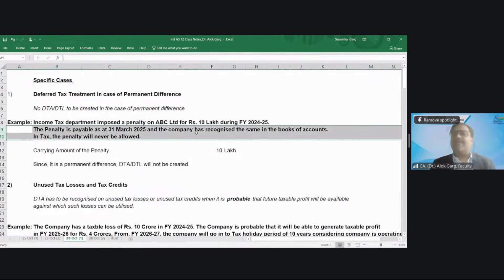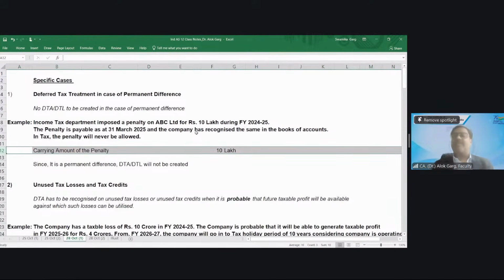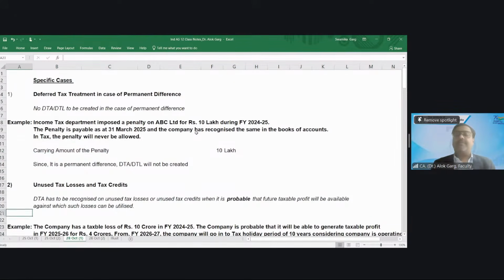The order has come, the penalty is payable. The liability is there, carrying amount is there, but what about the tax base? The tax will not allow this. The tax base is zero. It's a difference, but a permanent difference. Okay, so DTA or DTL will not be created.